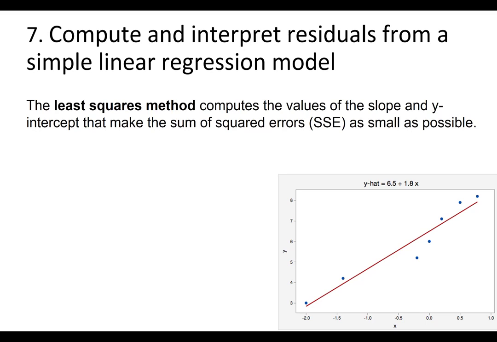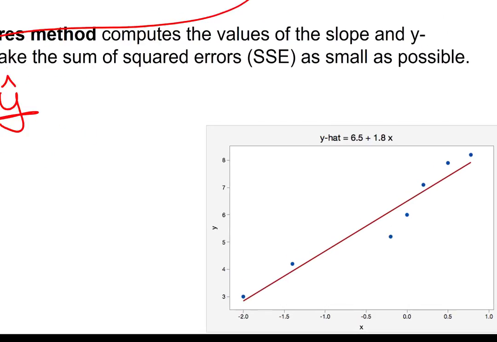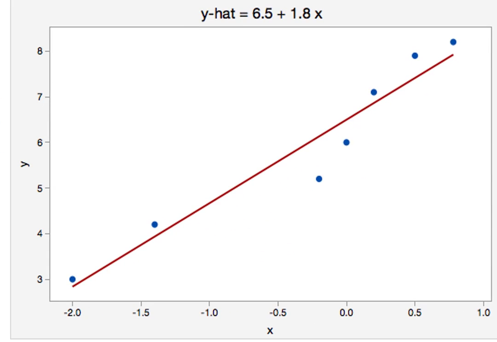The least squares method computes the values of the slope and y-intercept that make the sum of squared errors, SSE, as small as possible. Error is denoted by E. This is also known as the residual. E is equal to y minus y hat. In other words, it's the difference between an observed y value and the y value predicted using the regression equation. If you're looking at the scatter plot, this is the vertical distance from each point to the regression line.